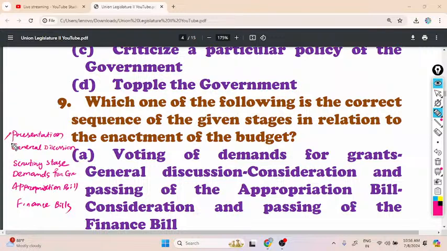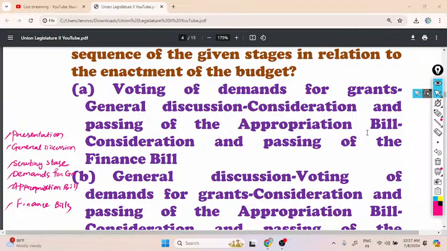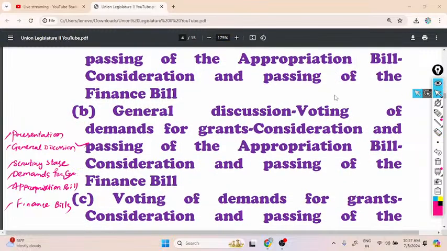Look at the 6 stages, 3, 4, 5, 6. Now option A begins with voting on demand for grants. That is incorrect because first general discussion is there, then voting is the 4th stage. So it is outrightly rejected. Then option B: general discussion, voting for demands, consideration of passing of appropriation bills, and finance bill. This seems appropriate. B.